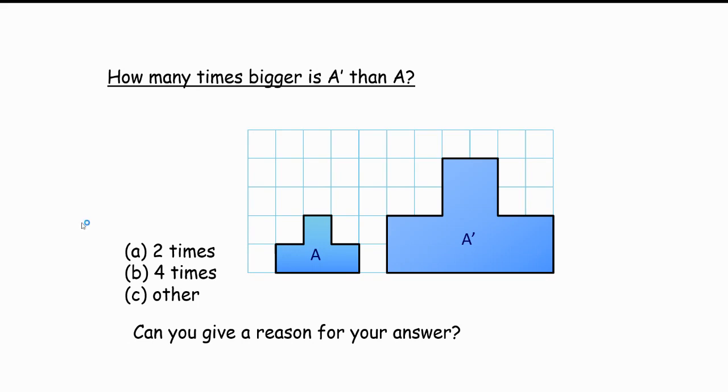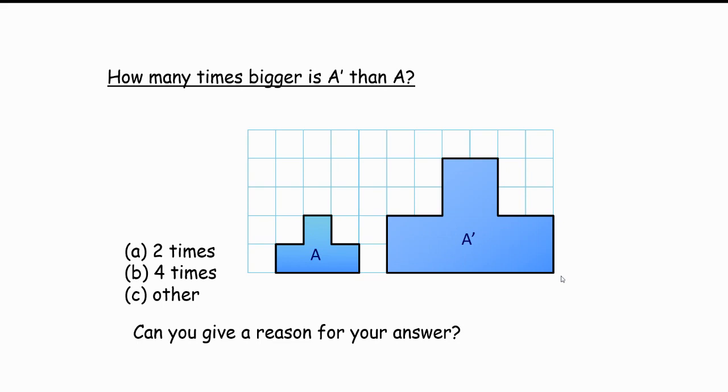So, the answer to this is it is 2 times bigger. Now, you might look at this and think, well, hang on, this occupies 4 squares, and this occupies 1, 2, 3, 4, 5, 6, 7, 8, 9, 10, 11, 12, 13, 14, 15, 16 squares. It's 4 times bigger. But look at the sides. This side is 1, this side is 2. This side is 1, this side is 2. This side is 3, this side is 6. Each side is twice as long.